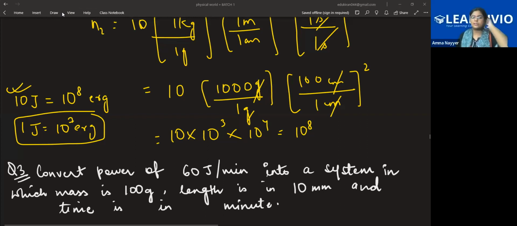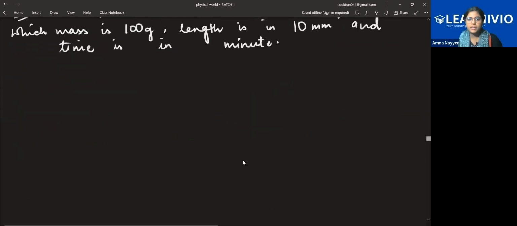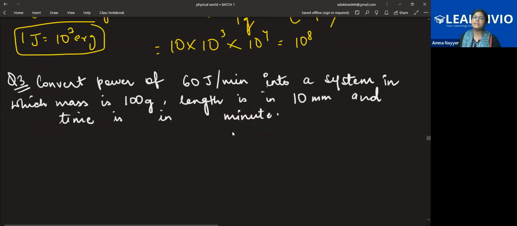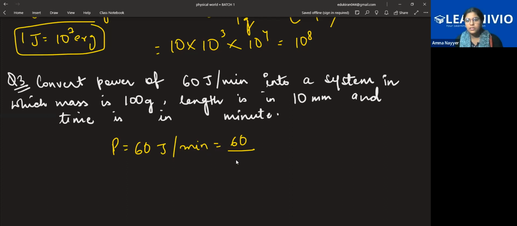See class, the next question says convert power of 60 joules per minute into a system in which mass is 100 gram, length is 10 millimeters and time is in minutes. Means power is equal to 60 joules per minute. You have to convert, let's convert this. So this becomes 60 joules by 60 seconds. That is 1 joule per second. Let's have it in the same SI unit. Is this clear? We have just converted power into joules per second.